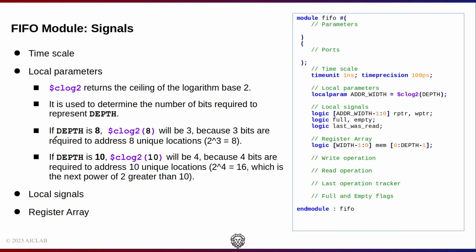Let's look at some examples. If depth is 8, clog2 of 8 is 3. It means that we need 3 bits to address 8 unique locations. If depth is 10, clog2 of 10 is 4. It means that we need 4 bits to address 10 unique locations. We use address width to declare the read and write pointers. In this line, we use a register array to declare memory, with the memory width and the depth.